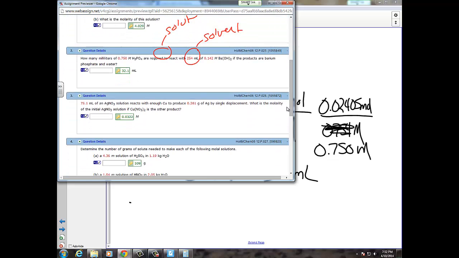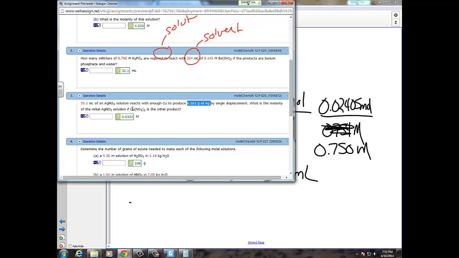So for number 3, 75.1 milliliters of a silver nitrate solution reacts with enough copper to produce 0.261 grams of silver by single displacement. What is the molarity of the initial silver nitrate solution? What you have to do is turn this into grams right here. So you write and balance your equation.